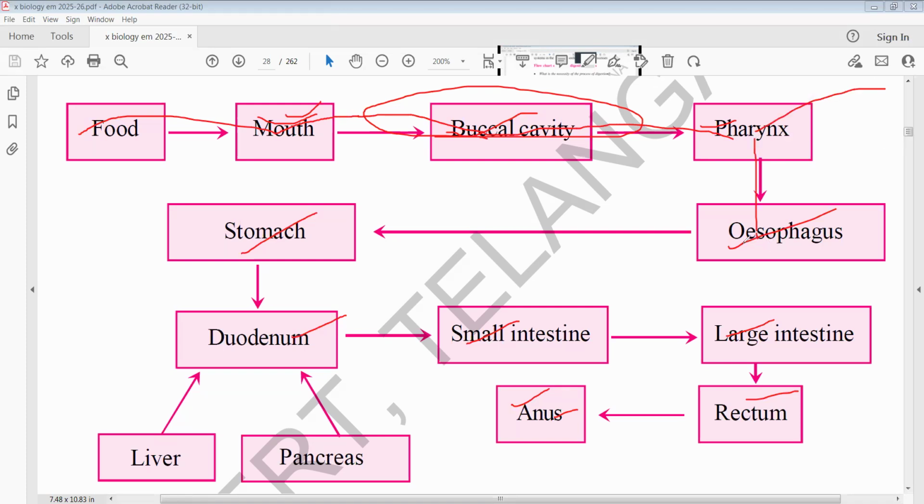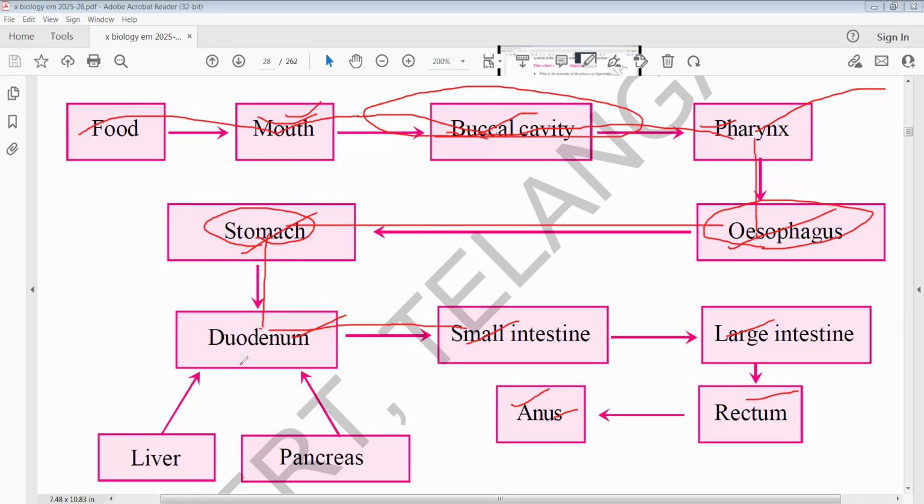In the esophagus there are no physical and chemical changes, only food passes through. Then esophagus to stomach. Here the food bolus undergoes physical and chemical changes. Now from the stomach it enters the duodenum as chyme. It is the first part of the small intestine.